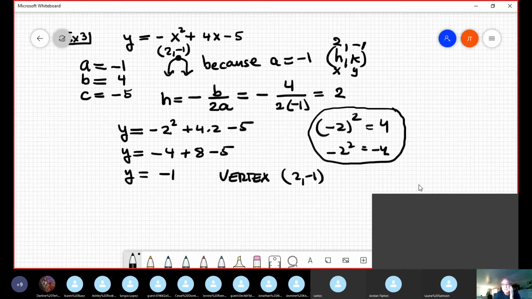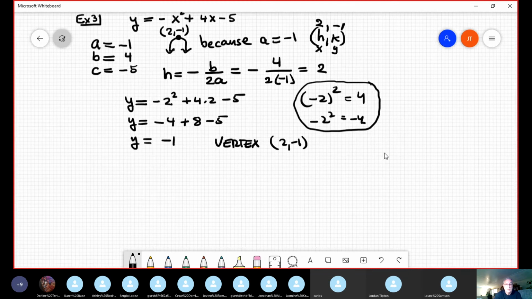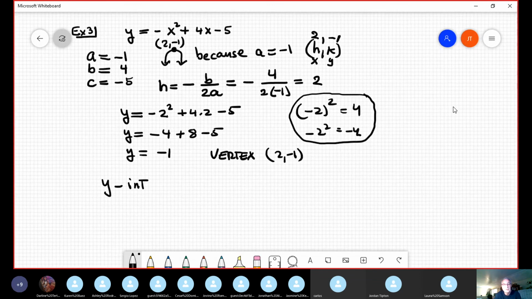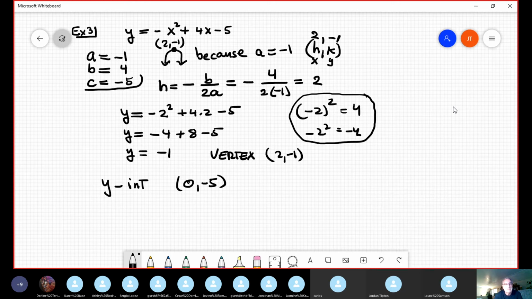Now it's clear. What more information do we need? We need the y-intercept. Who helps me with the y-intercept, without doing mathematics, only using common sense? It's -5, very well: the point (0, -5). How do you know that? Because I see c, which always gives the y-intercept.